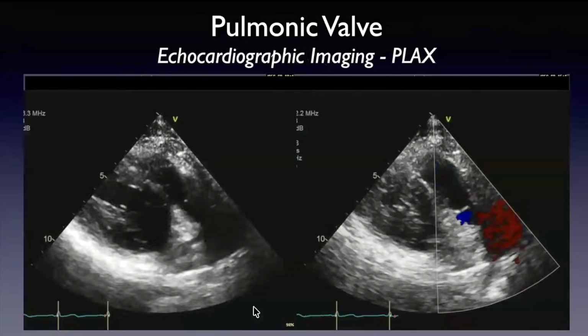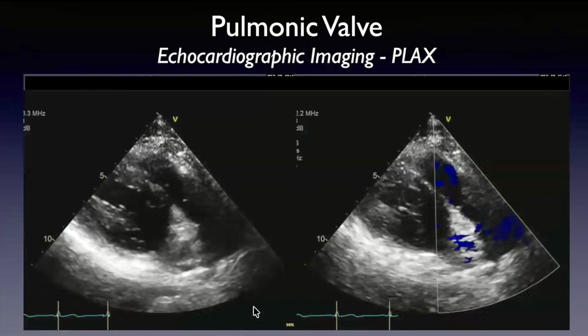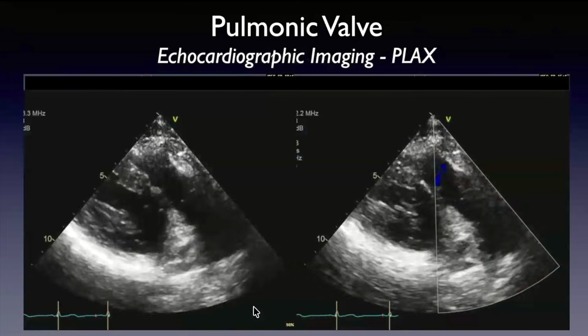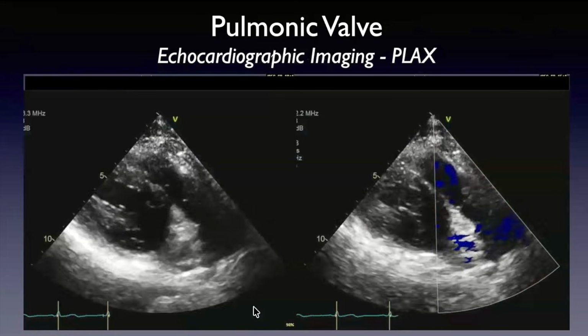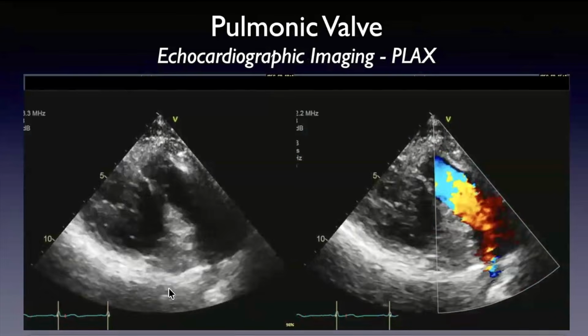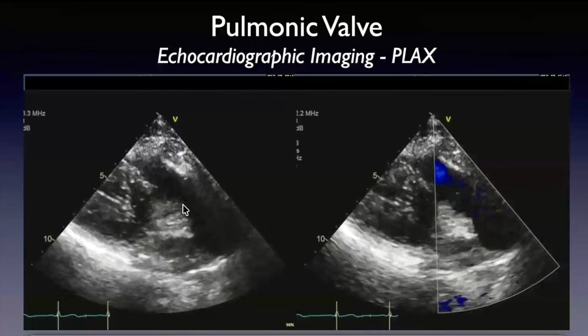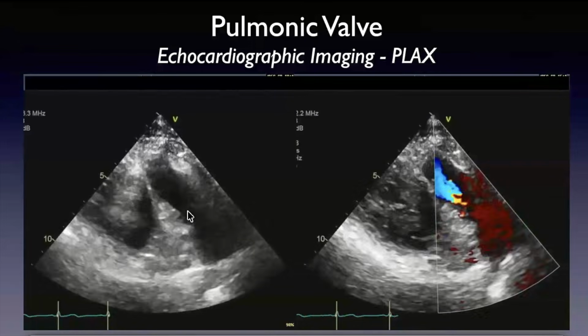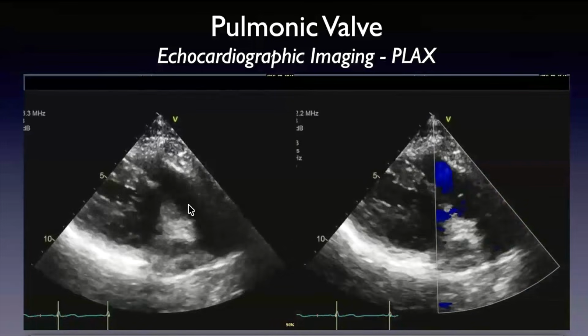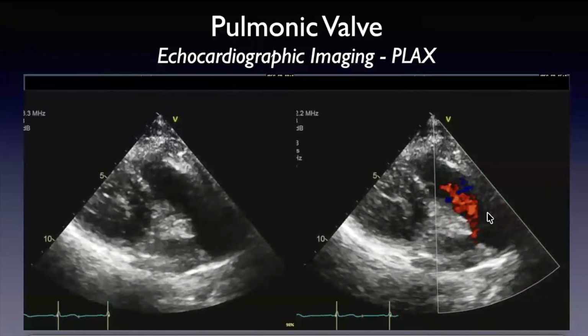So I think most echocardiographers and sonographers recognize the standard views for imaging the pulmonic valve. This is the parasternal long axis view with anterior angulation. So this is the RV flow tract view. Pretty nice look at the pulmonic valve. Here, you can see it opening up in systole. Here's the main pulmonary artery. Here's the RVOT. And here's the color Doppler.